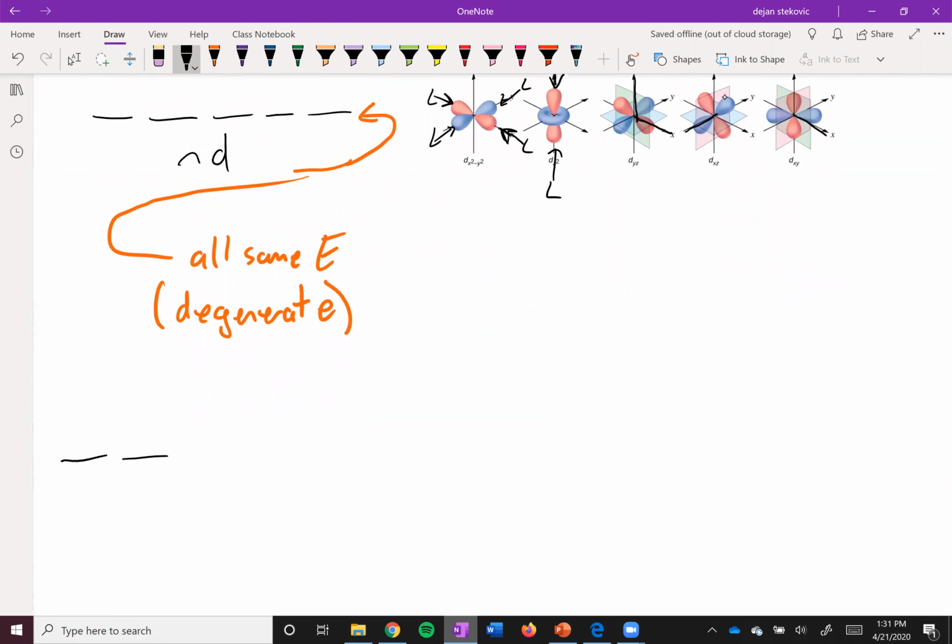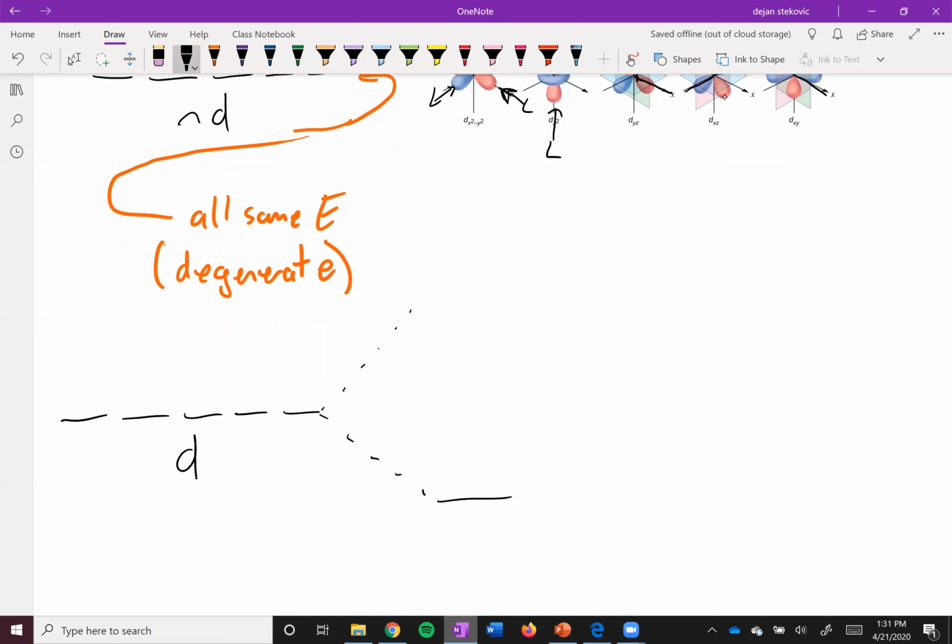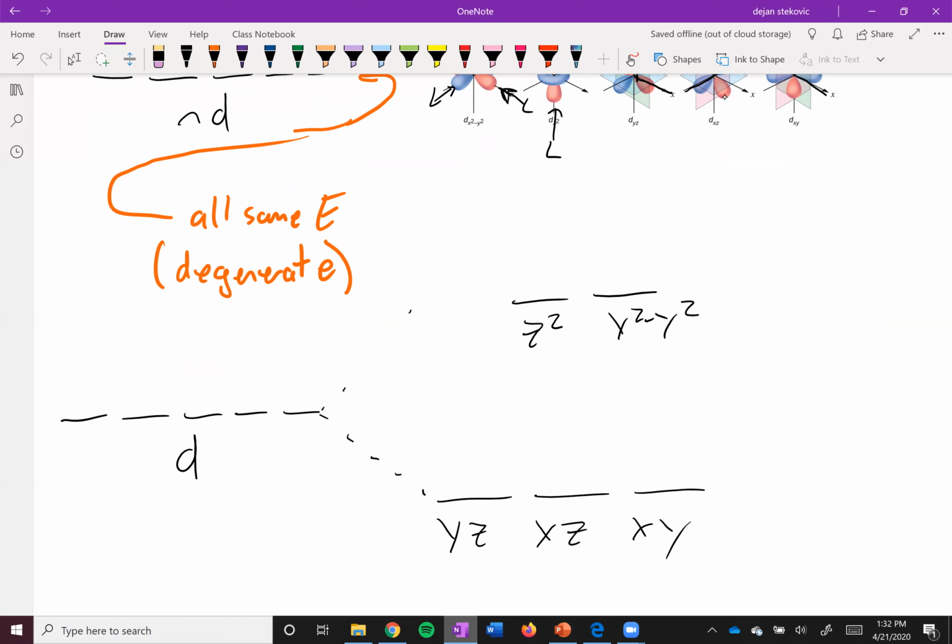All right, so we're going to go from a situation in which we have 5 degenerate d orbitals. Some of them are going to go up in energy, and some of them are going to go down in energy. So this will be the YZ, the XZ, and the XY. You don't have to know that. Just know the overall look of what this looks like. And then up here is Z squared, and then this is X squared minus Y squared. So this is the crystal field theory kind of energy diagram for an octahedral setup.